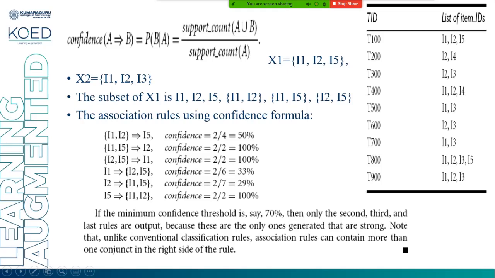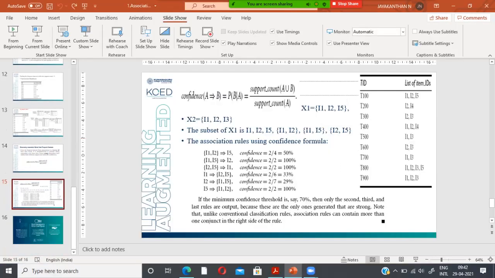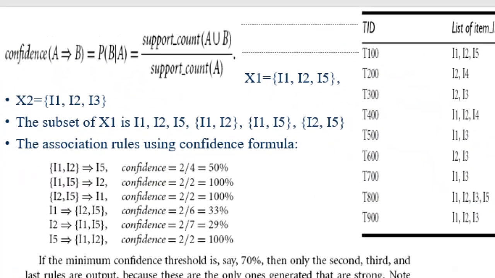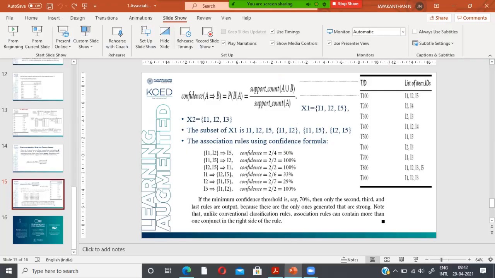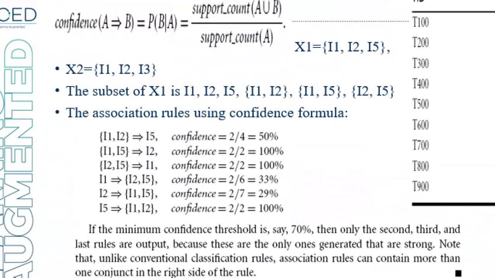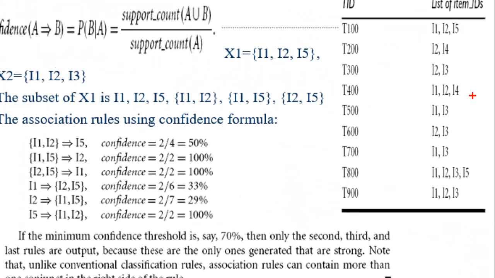How many transactions contain A? Here I1, I2 becomes A, and I5 is the B. So we have to find A union B divided by support count of A. First we have to find the number of transactions which contain 1 comma 2.